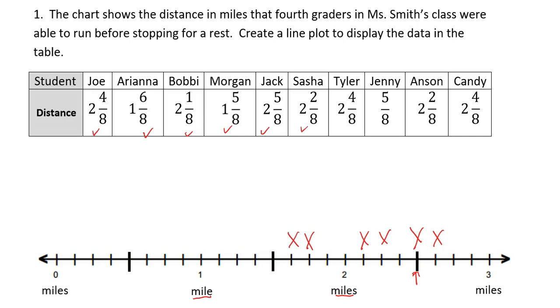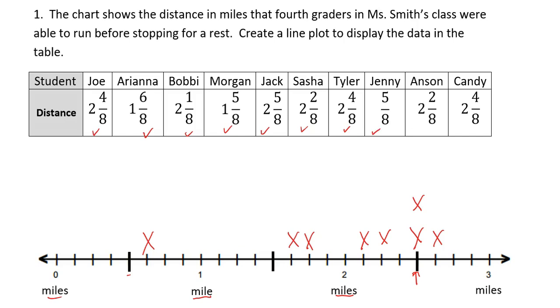Tyler ran 2 4/8. I know 4/8 is the halfway mark. So I'll put an X on top of the X that's already there. Jenny ran 5/8. She did not run a complete mile. So I'll start all the way back at 0. The halfway point is 4/8. So 5/8 would be one spot after that.